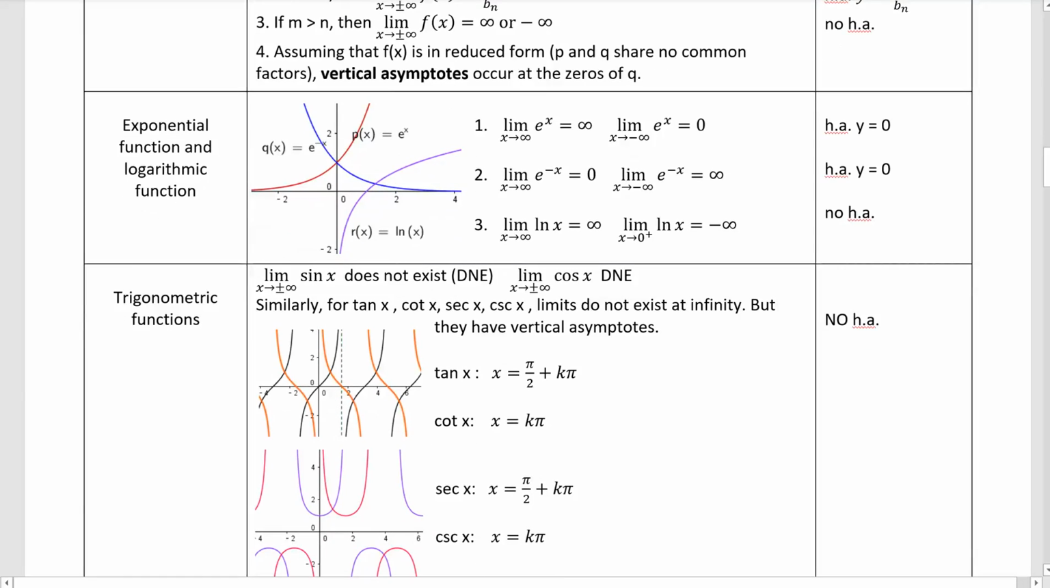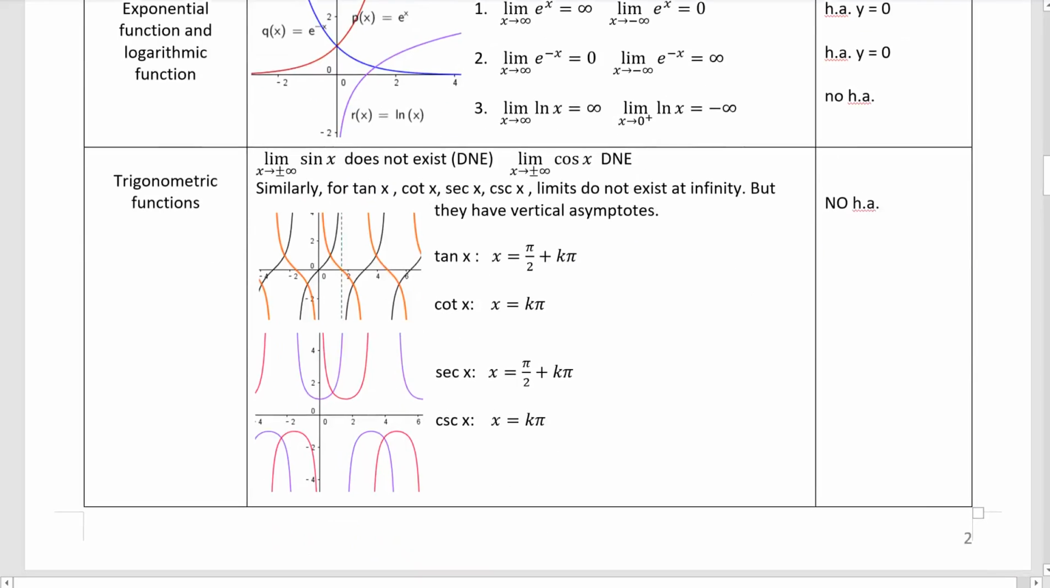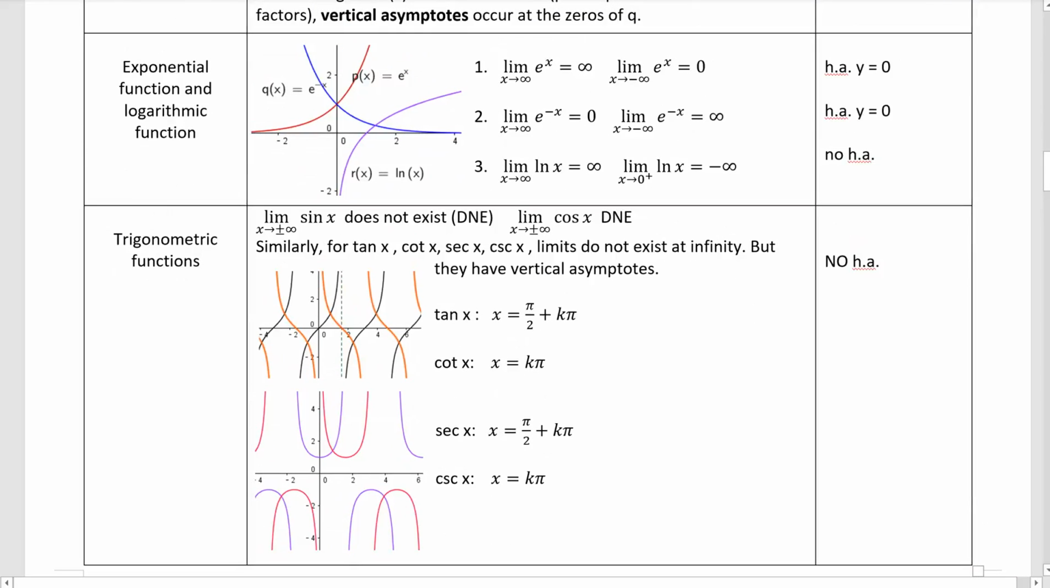Next, exponential functions and logarithmic functions. So here we have the exponential function. It's an increasing function, right? And so that's why when x goes to infinity, we see y goes to infinity. And when x goes to minus infinity, y goes to 0. So that's why we have a horizontal asymptote y equals 0.